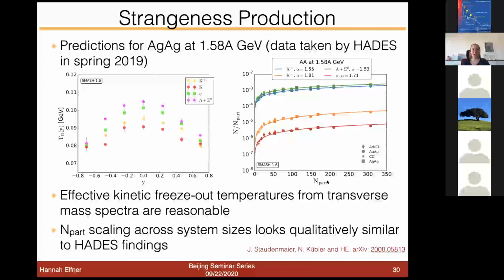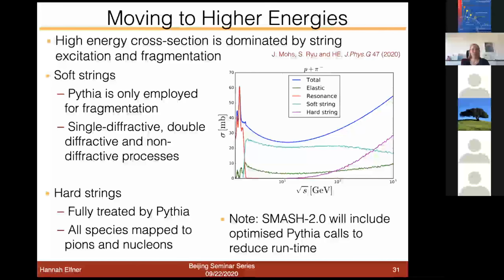So now that we have looked at the low beam energy hadron production, we wanted to move to higher energies. And then one needs to actually include string excitation and fragmentation. This is why I zoom in again on this cross-section that I've been showing before, the proton-pion cross-section once more. Here we have the resonance region, and then we have the soft strings. The elastic is somewhere here, this green line. And you can see that from 10 GeV on, it is possible to call Pythia for the hard scattering. So this is where we directly call Pythia, and Pythia handles the whole hard scattering process and only gives back the hadrons to us.